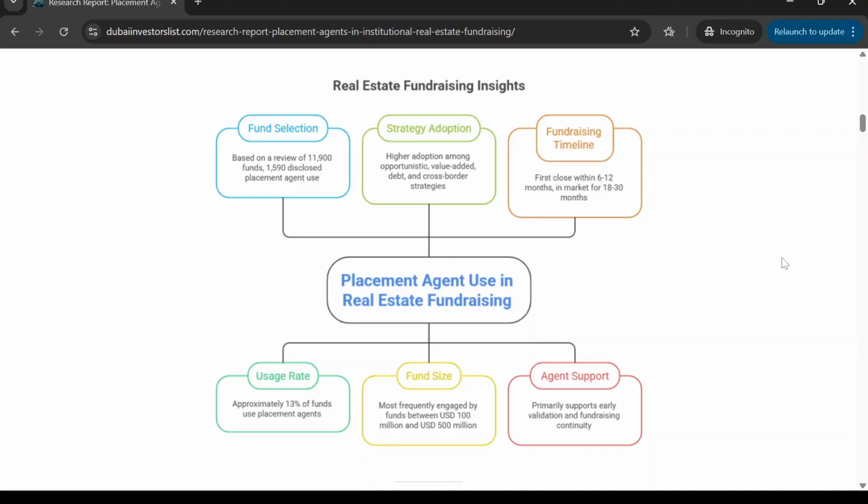Remember, I spoke about the cross-border aspect of using a placement agency and why it's important, especially if you're heading out to Asia and the Middle East for the first time. Fundraising timeline. So we take a look at that.